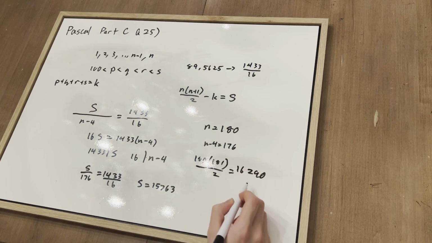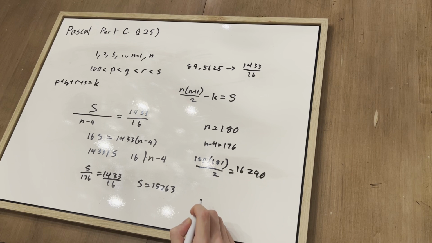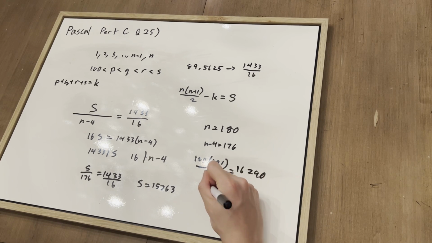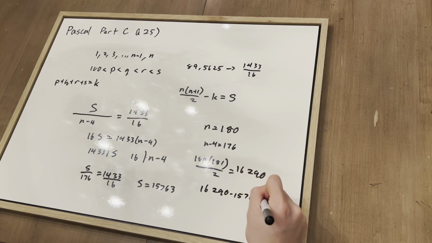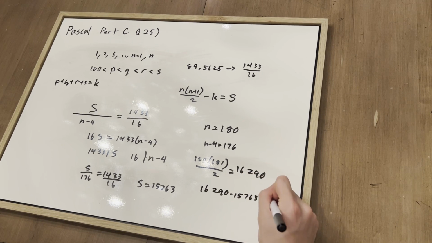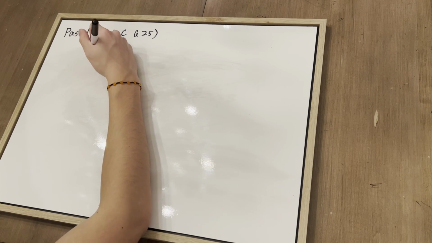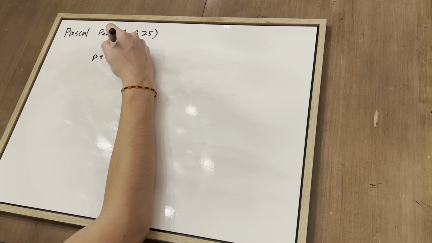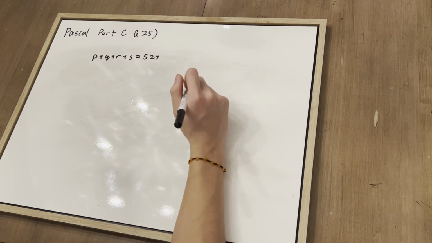Then what we can do is take 16,290, which is the original sum, minus 15,763, which is the sum after we take away the 4 integers. What this gives us is the sum of the 4 integers, and if we carry that out, we get a final value of 527. So now we see that P plus Q plus R plus S equals 527.